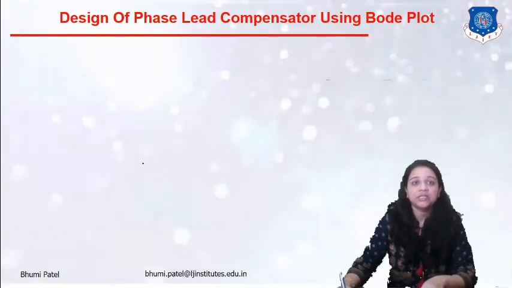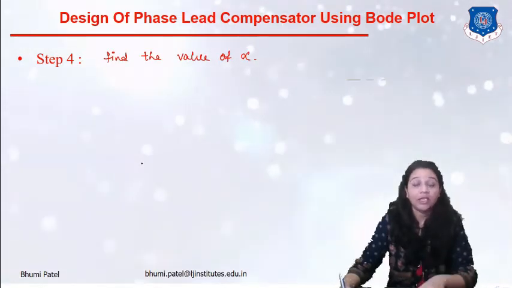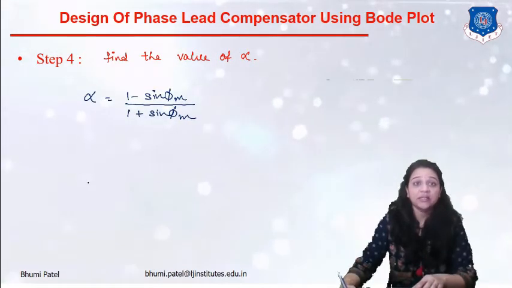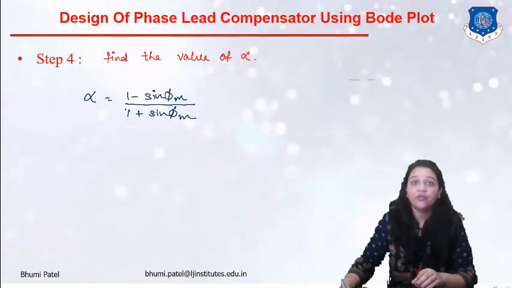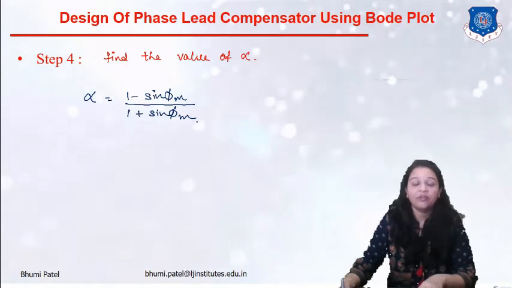Clear? Now step number 4: we have to find the value of alpha, and the equation is alpha equals 1 minus sin phi m upon 1 plus sin phi m.